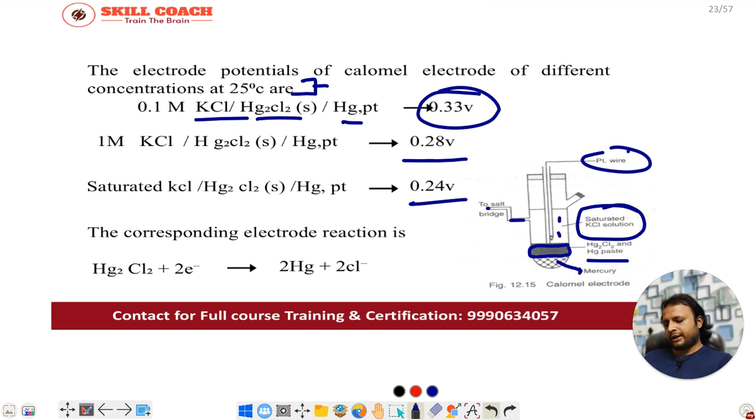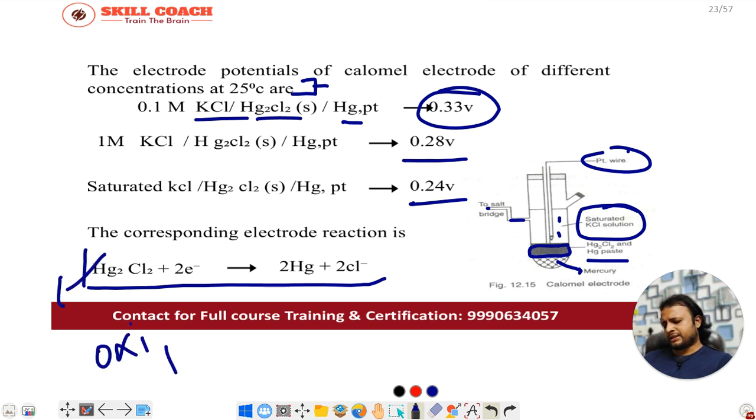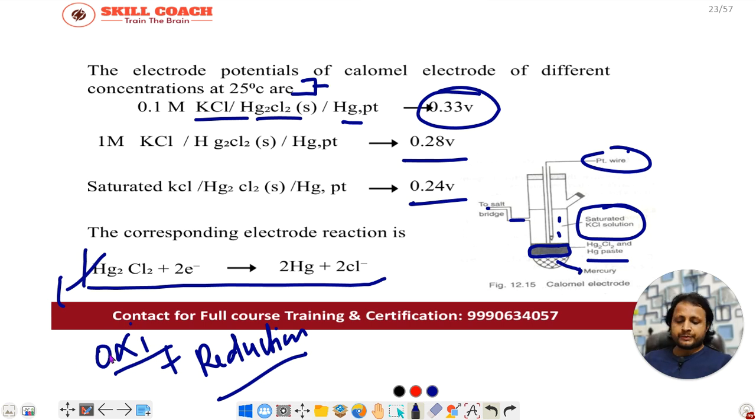And the corresponding electrode reaction is what? Hg2Cl2, that is half oxidation plus reduction. Means they are the half reactions we combine here, oxidation plus reduction. So Hg2Cl2 plus 2e is equal to 2Hg plus 2Cl.